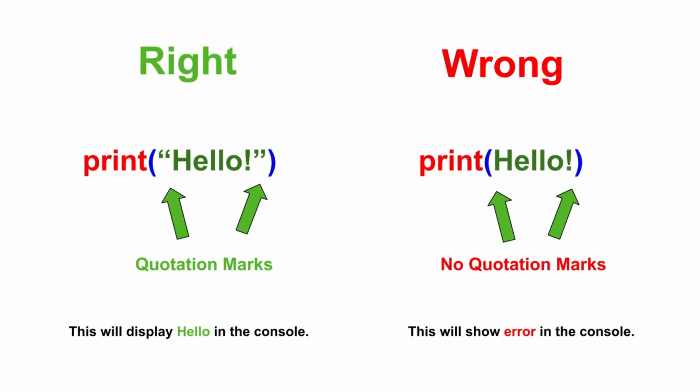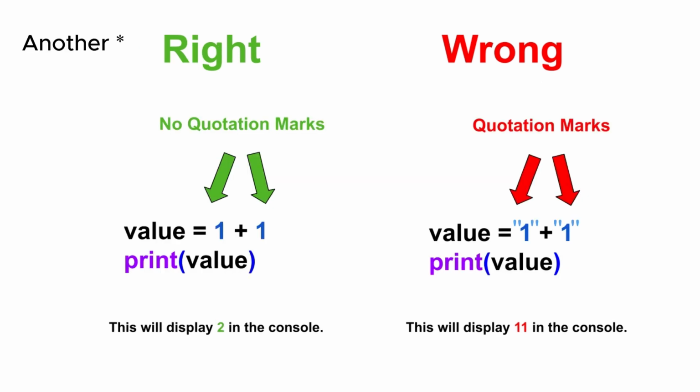What are some mistakes beginners make? The first mistake beginners make is to not surround their strings with quotation marks. This is incorrect and will display errors in the console. The second mistake is to do the exact opposite and surround numbers and Booleans with quotation marks. This will turn them into a string and render them useless.